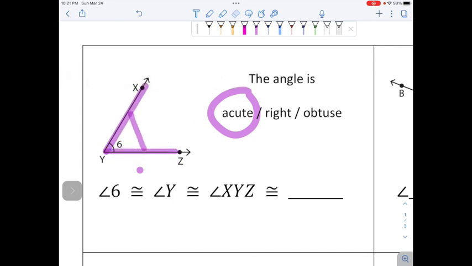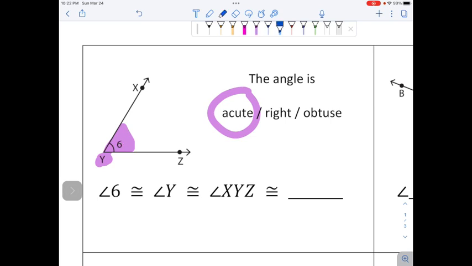We can name it in 3 different ways. Way number 1 is to call it angle 6. We're talking about the distance from here to here. See that 6 right there? We can call it angle 6. We can also call it angle Y. Y is right next to the spot where those 2 rays connect. It's the intersection point, it's the vertex.